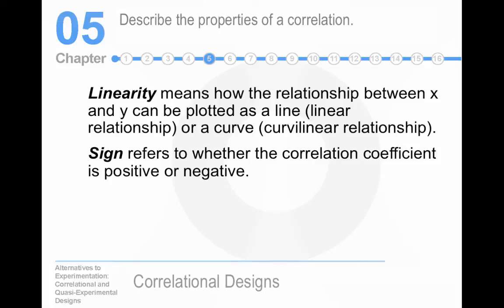Sign refers to whether it's positive or negative. So positive correlations show a direct relationship. So as one thing goes up, the other thing goes up. An example would be height and weight. That is a direct or positive correlation. Generally, as height goes up, weight goes up. Negative correlations are inverse relationships.